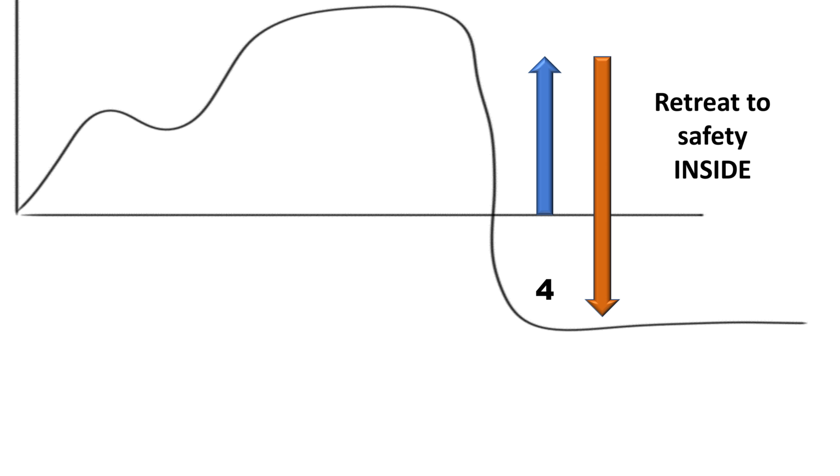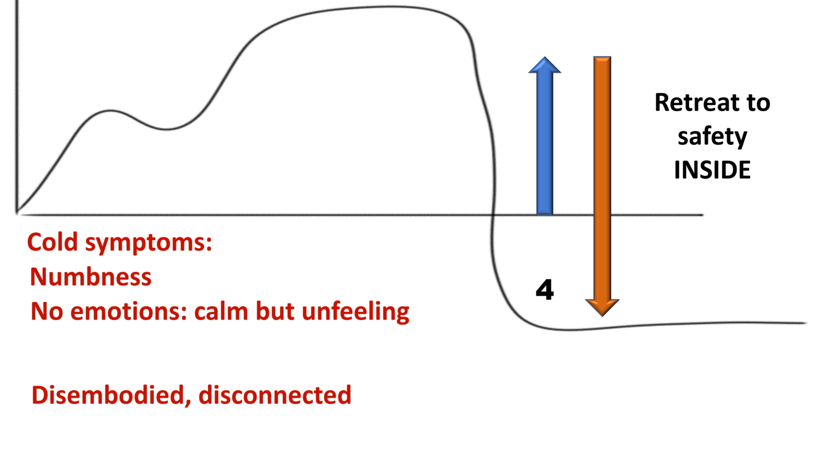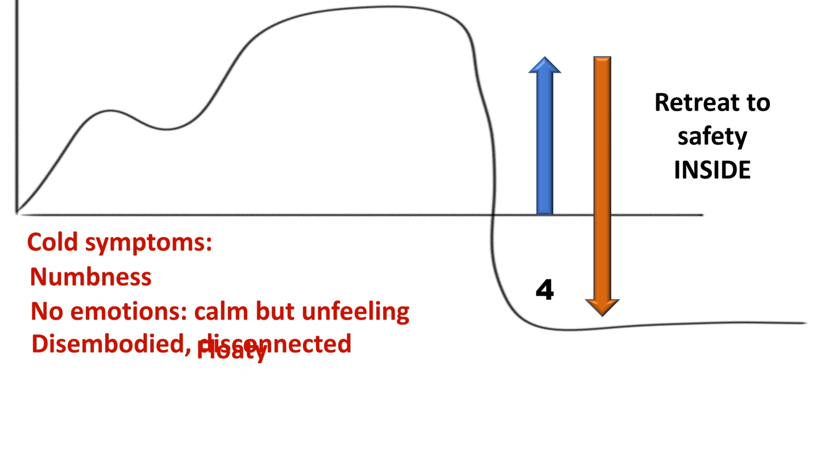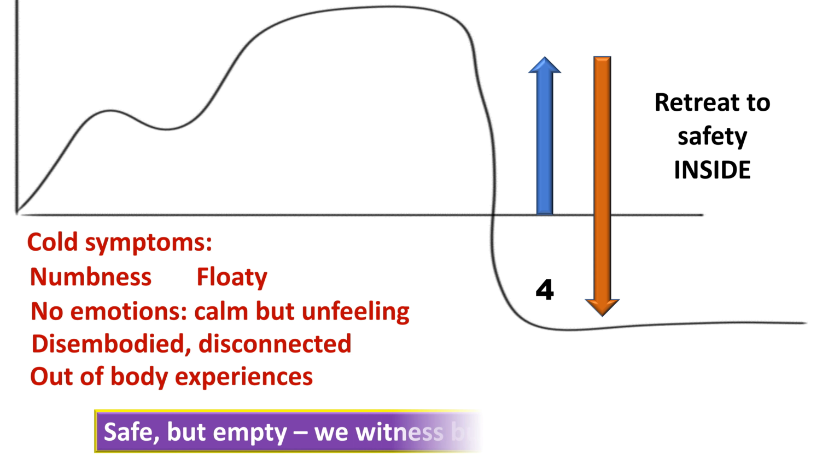So we become dissociated, and the cold symptoms you can feel in this state are numbness, no emotions, so you're calm, but you're not actually feeling anything. You can feel disembodied or disconnected or kind of floaty, and you might have out-of-body experiences. So we can feel safe in state 4 because nothing touches us, but we also feel empty. So we witness stuff, but we're not part of it. We don't have feelings about it.